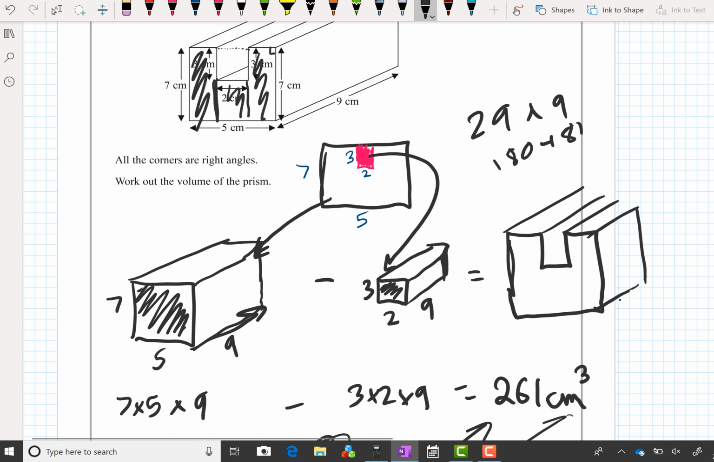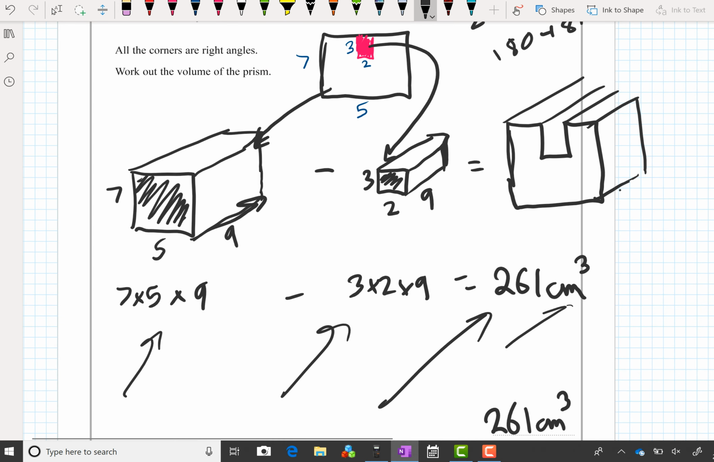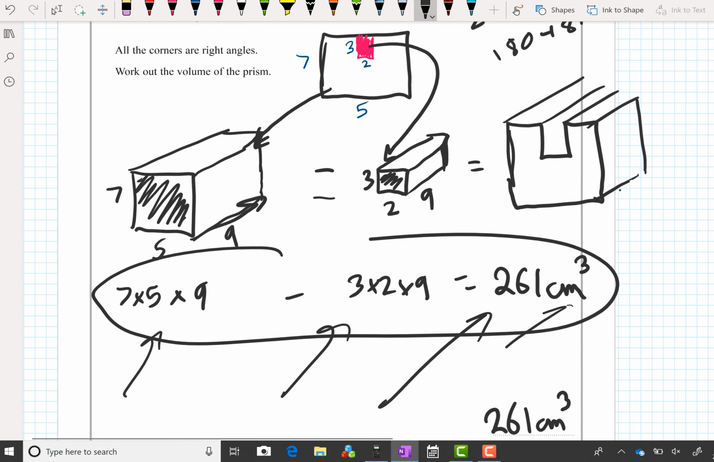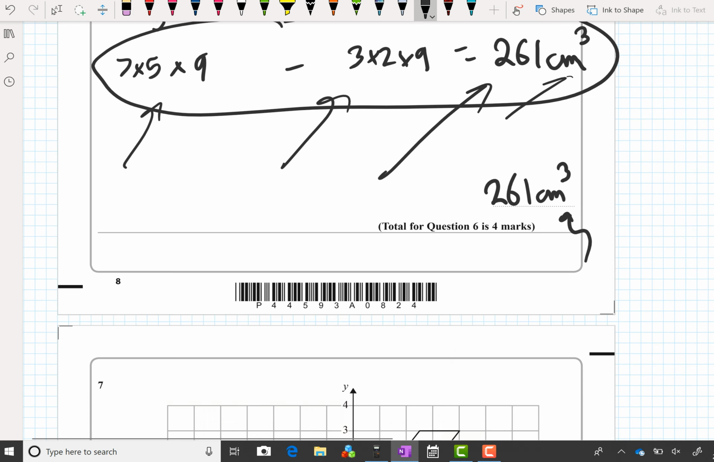You could have worked out the area of the black rectangle, subtracted the area of the pink rectangle, and then just times it by 9, which is essentially what has happened here if you were to factorise it. So there were a few methods there, as long as you're reaching the answer of 261.